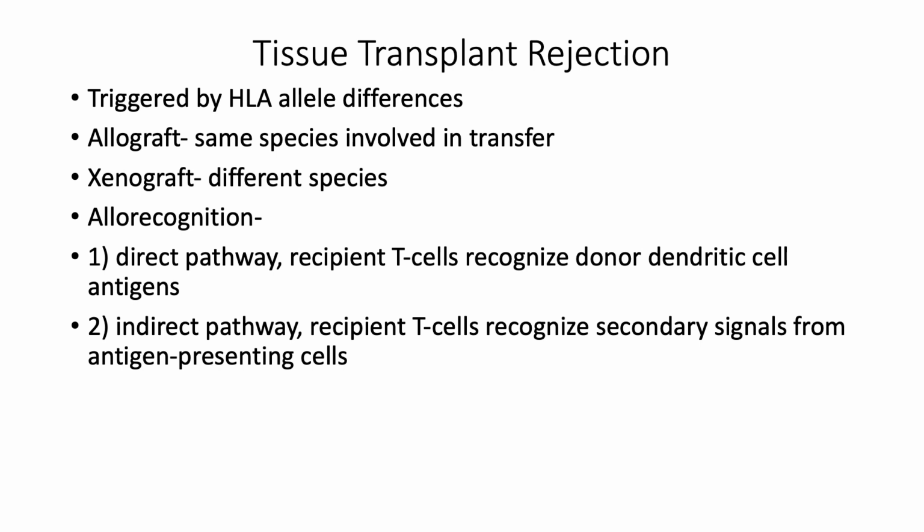Tissue transplant rejection is triggered by HLA allele differences. There's allograft where the same species is involved in transfer. Xenograft is where a different species is involved. There's allorecognition. The direct pathway has recipient T cells which recognize donor dendritic cell antigens, and then an indirect pathway where recipient T cells recognize secondary signals from antigen-presenting cells.